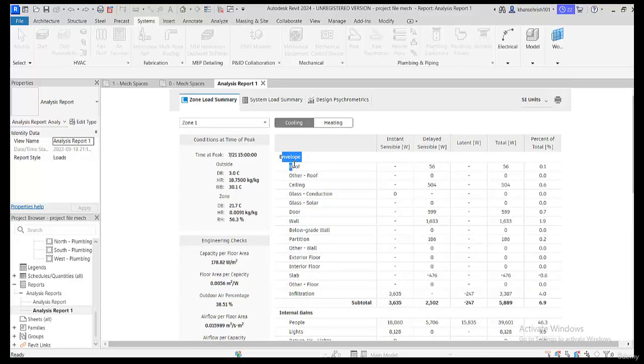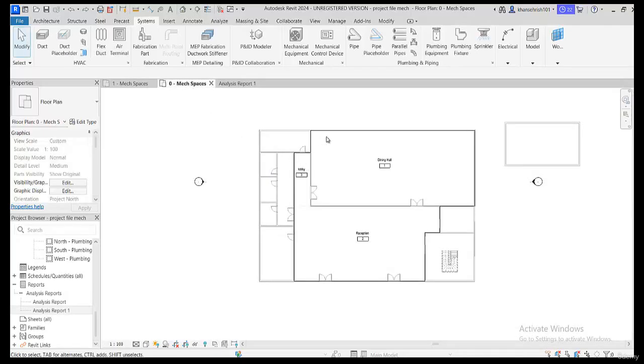The envelope means roof. This is the total heat that comes from the building envelope. Building envelope means the heat that comes through the external walls, from the partition walls, from the roof, and from the floor. So this is all building envelope.